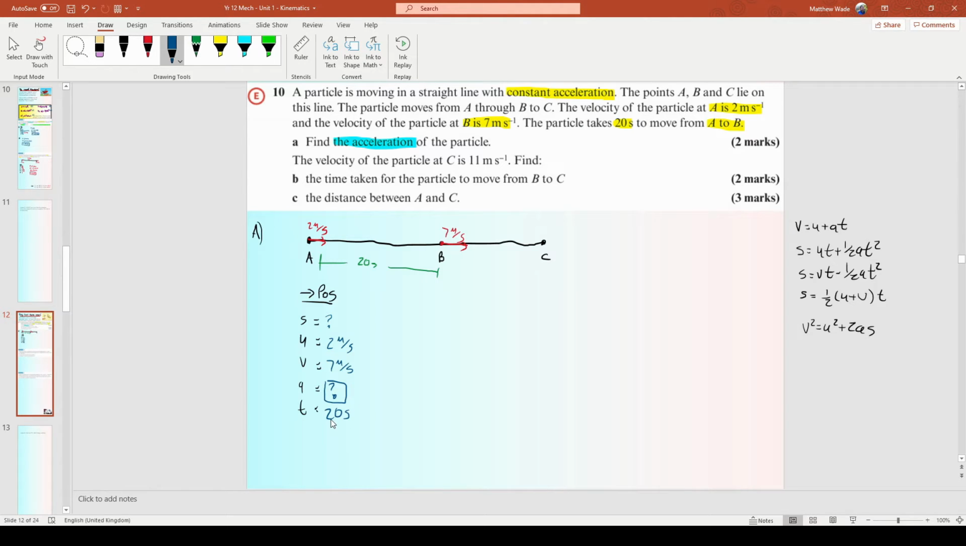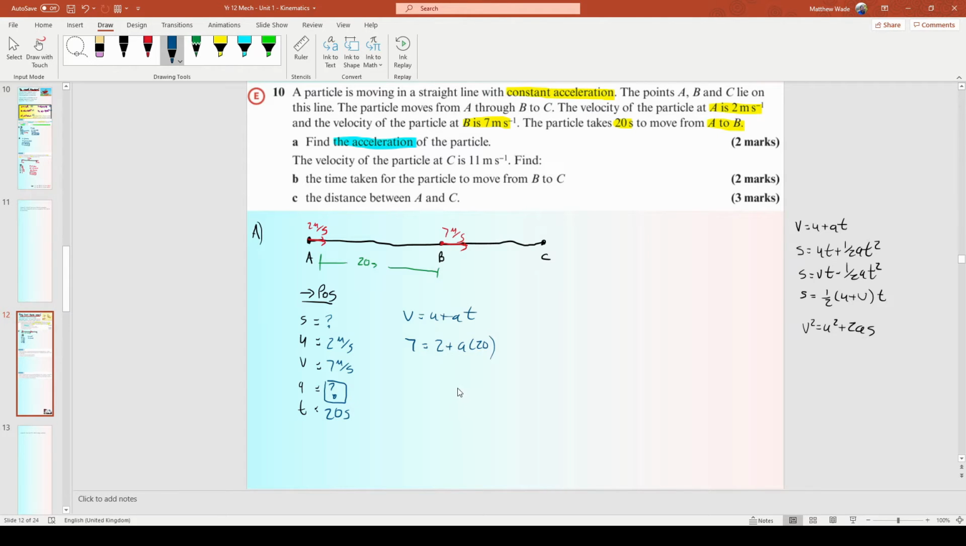Right then, my buddies. What SUVAT equation do we want? We want one that doesn't have s. If you said it's the top one, you're absolutely right. V equals U plus AT. Soon you'll spot these instantaneously, my buddies. And here we go. Put the numbers in as you see it. 7 equals 2 plus A times 20.